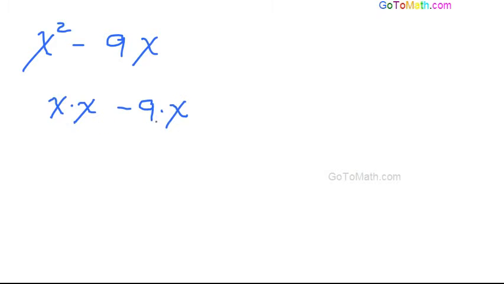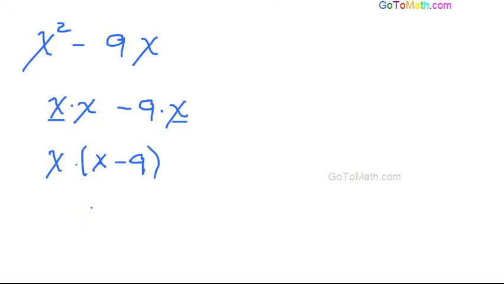Now, what do both of these monomials have in common? Well, they have an x in common. And so therefore we can factor this x out. And so we can pull that out like that. And we're left with x minus 9. Now, you can always check your work by multiplying this x back across inside.